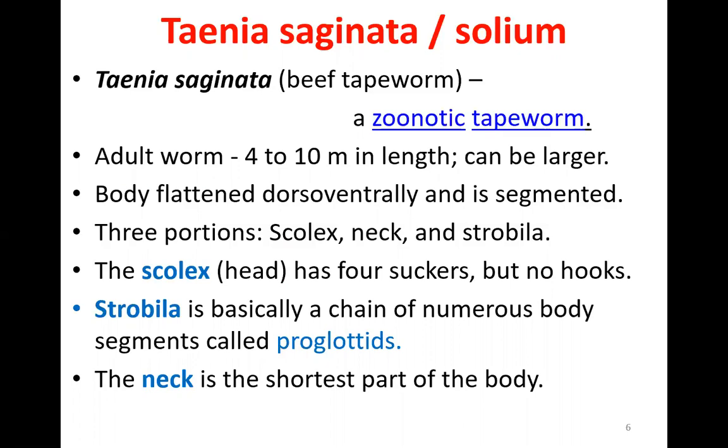The scolex or head portion has four suckers, by virtue of which the parasite attaches itself to the intestinal wall, but it has no hooks. Strobila, the main body of the parasite, is basically a chain of numerous body segments, and each segment is a proglottid. And the neck is the shortest part of the body, which joins the head with the body.